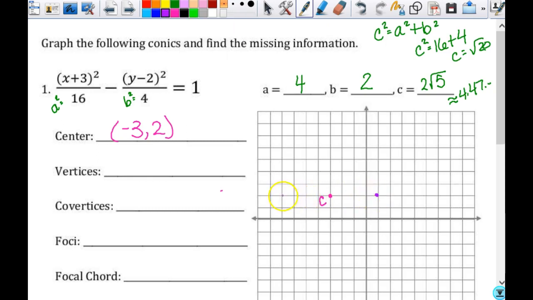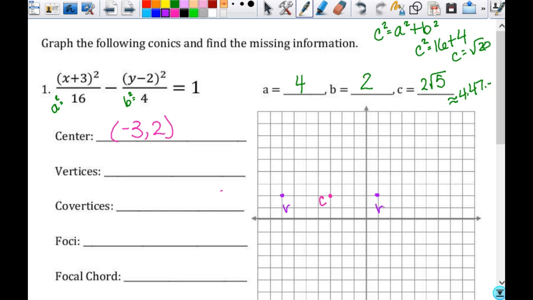1, 2, 3, 4. Now, what is that? Is that a vertex? Is that a focus? What is that? When you use A, you get the vertices or the foci or the covertices? Vertices. Okay, so I'm going to label it vertex. Because you're going to have points here. You definitely don't want to get vertex mixed up with focus and whatnot, because just bad things happen then.